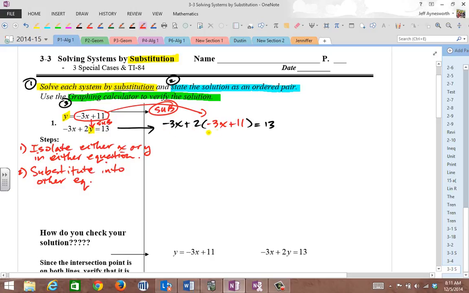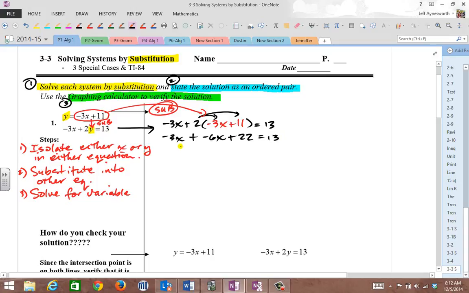So my next major goal right now is to solve for that variable. Okay, so let's go ahead and do that. Let's distribute through the 2 properly here. So we've got negative 3x plus negative 6x. 2 times negative 3x is negative 6x. And 2 times 11 is 22. And that's equal to 13.